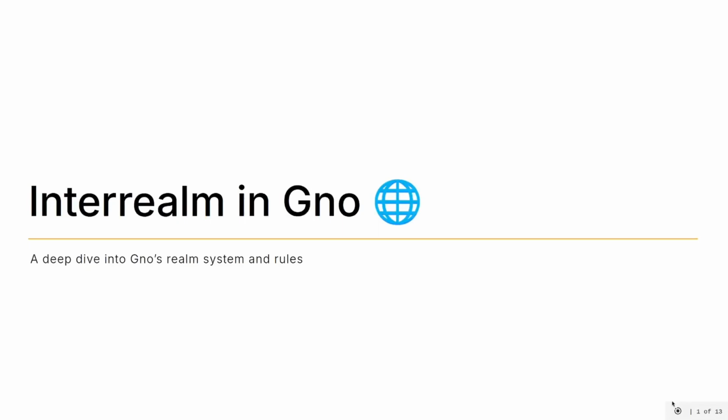Interrealm is a specification in Gno that adds a syntax to make realm context modification explicit. It protects users by avoiding implicit realm scope modification that could lead to unseen reentrancy attacks. Let's see what it is, highlight the security benefits, and understand the interrealm behavior.